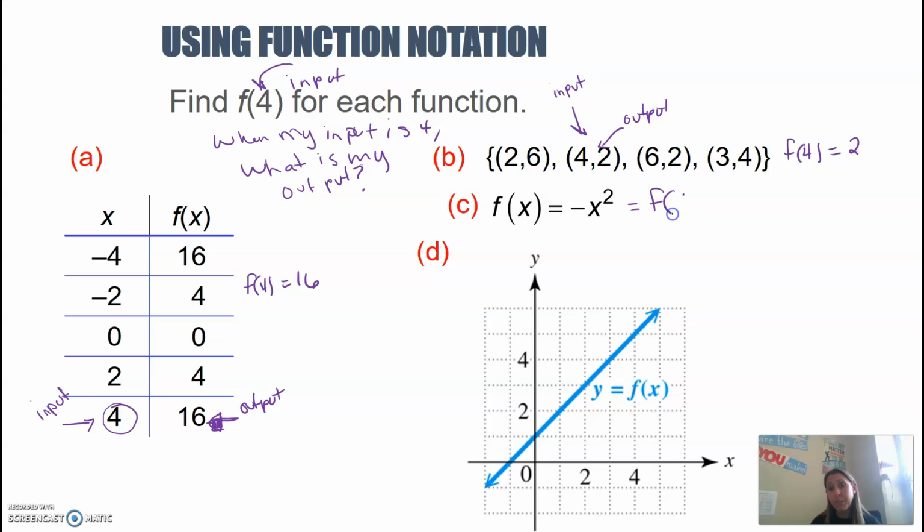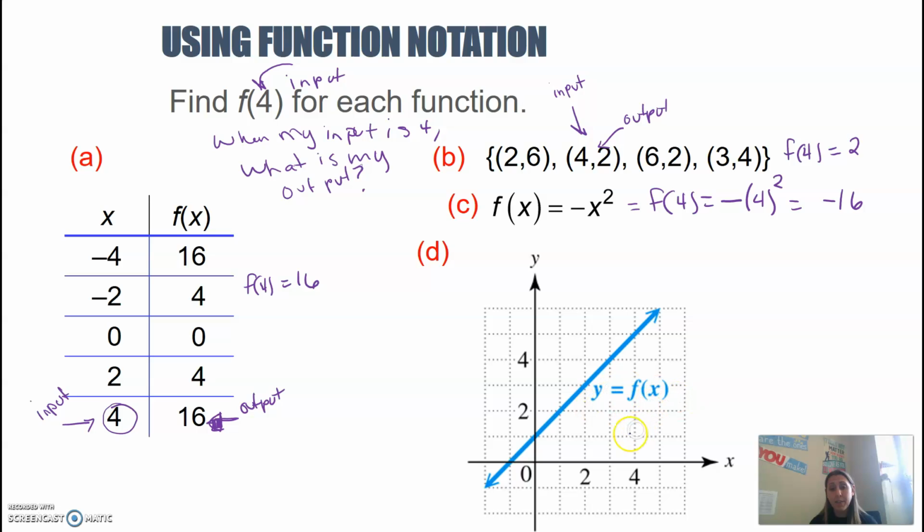Same for this one. So now we're going to rewrite this. So f of 4, and everywhere I see an x, I'm going to replace it with the parentheses, the 4, and then I'm going to finish the function. So I get that when my input is 4, then my answer is negative 16. Because 4 times 4 is 16, times negative 1, which is negative 16.